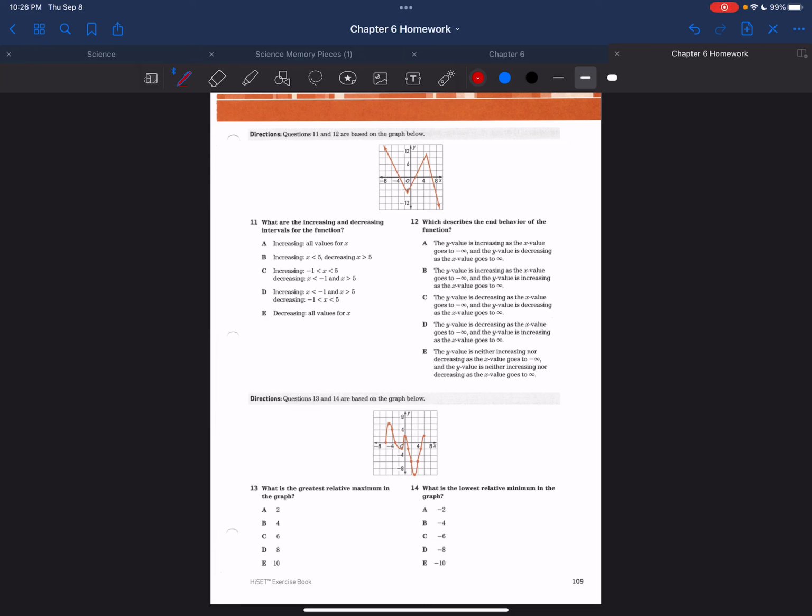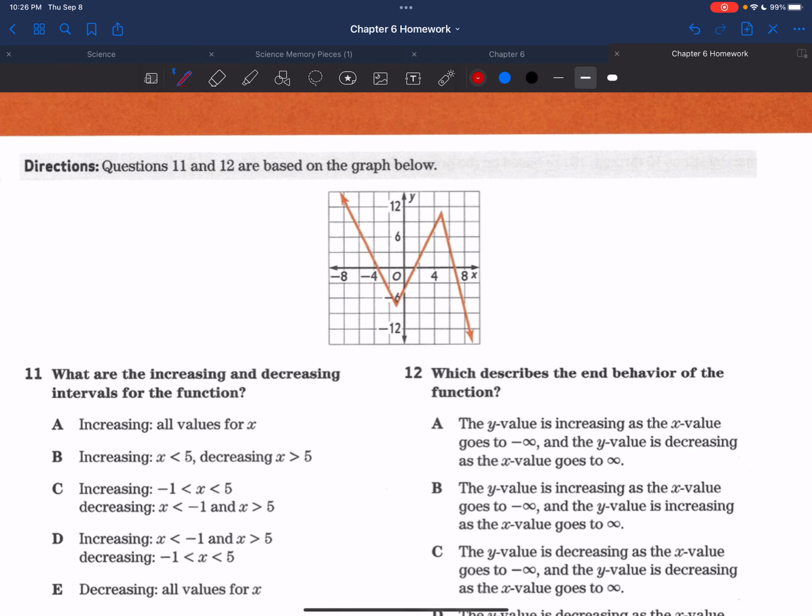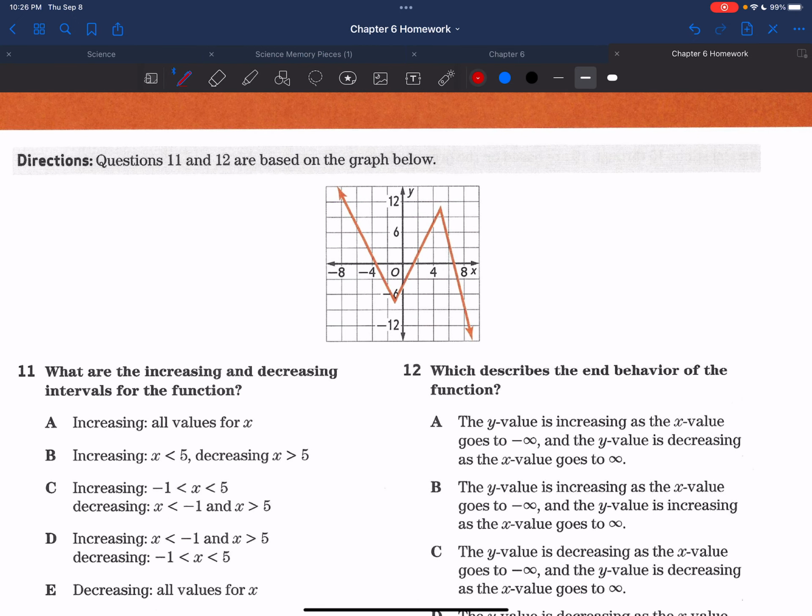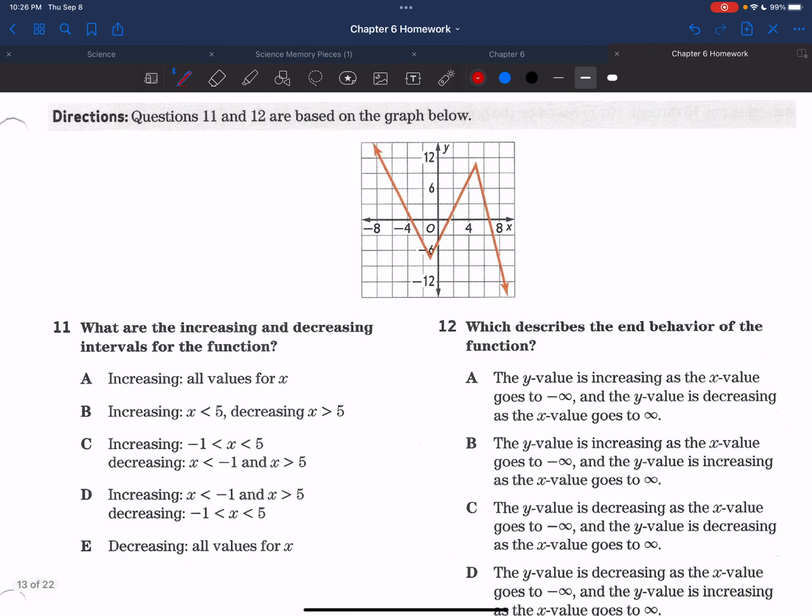If you turn to page 109 in the exercise book, you can work these with me. It says questions 11 and 12 are based on the graph below. So I have a decreasing line, then it increases, then it decreases again. So I can tell you that this is not a constant slope. What are the increasing and decreasing intervals for the function?